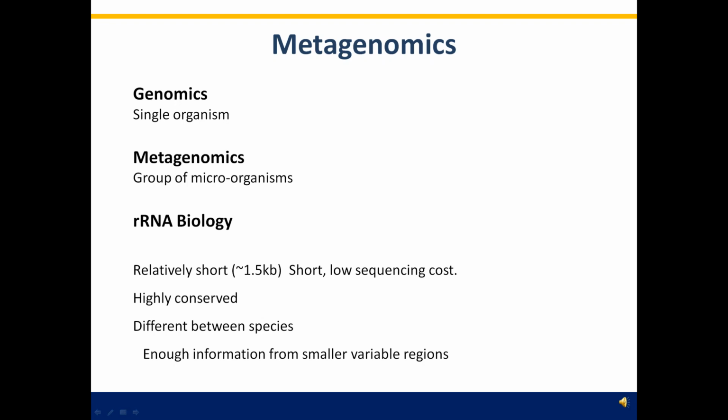in the lab. So if you are going to deal with a single organism, then studying the genome of one single organism is simply called genomics, whereas if you are going to deal with a group of microorganisms, then it is called metagenomics. And if you are going to study the microbial community by analyzing the DNA within an environmental sample, then it is called environmental genomics.